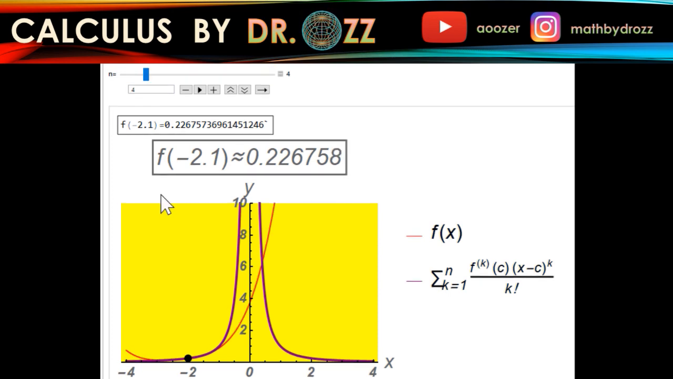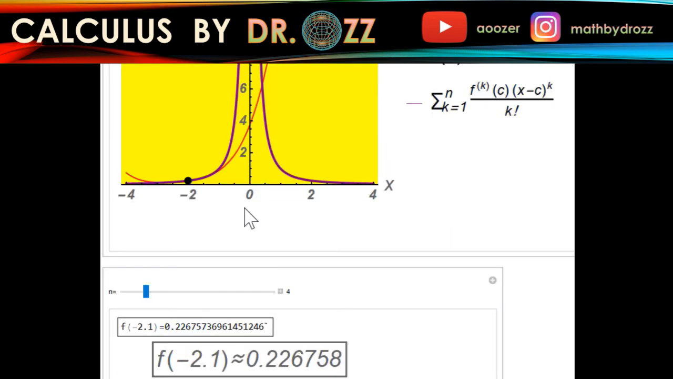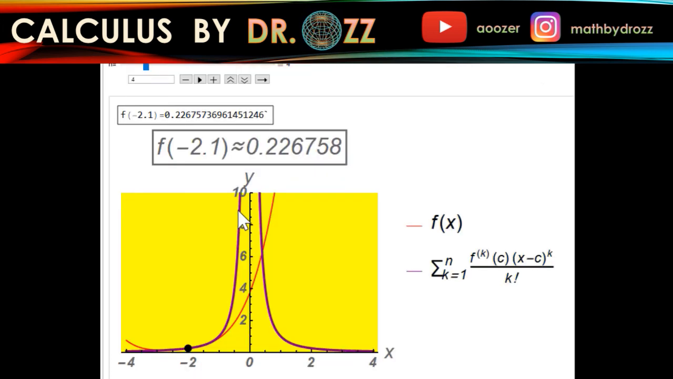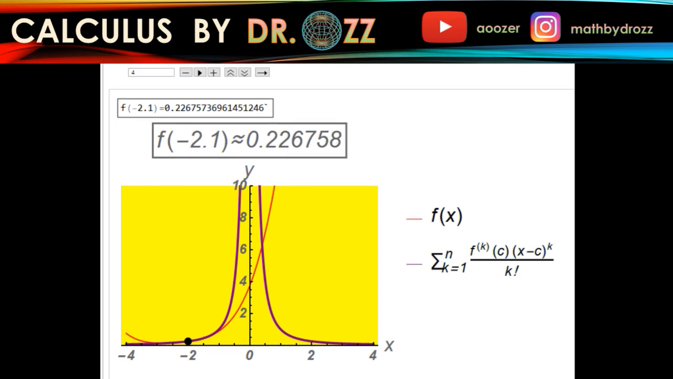So at n equals 4, the exact value is like 0.226757, and the approximated value is like 0.226758. So once you round this number, it's a pretty good approximation, in fact. And if you keep more terms in the approximation, as you see, the approximated value just gets closer and closer to the actual value.